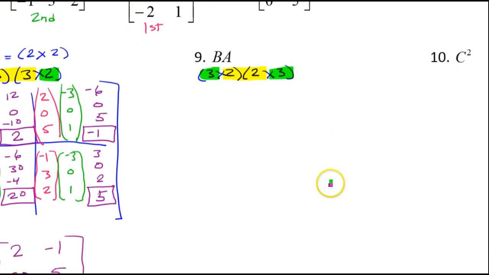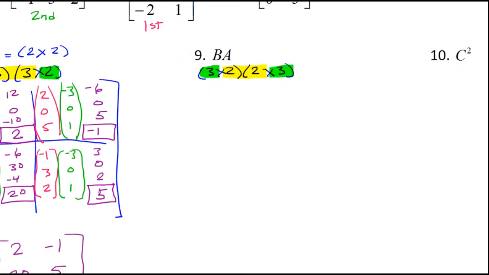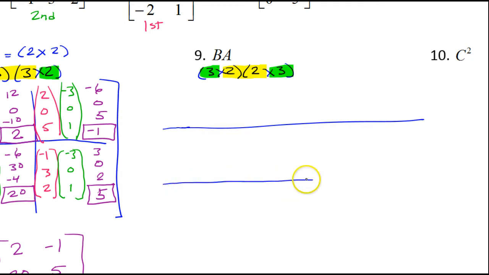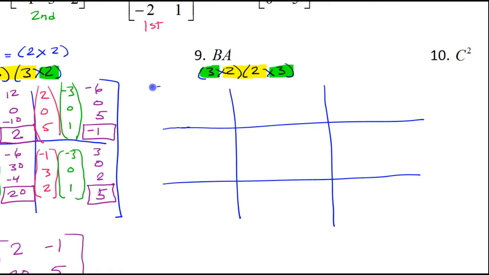That's important because right now I need to set up a big empty 3 by 3 matrix. So that's what I'm doing now. Okay, I need a 3 by 3 matrix. This is going to be pretty big. Okay, so I'm setting up to have my 3 rows and 3 columns. Alright, let's get to work.